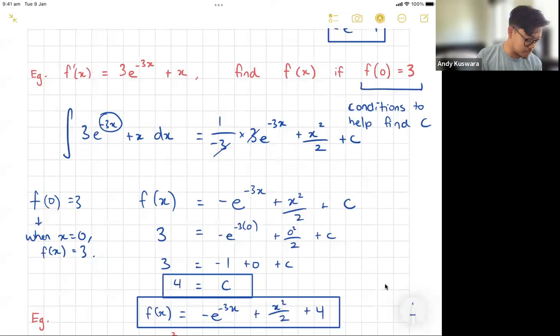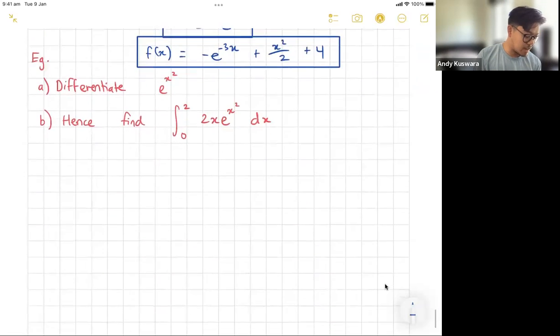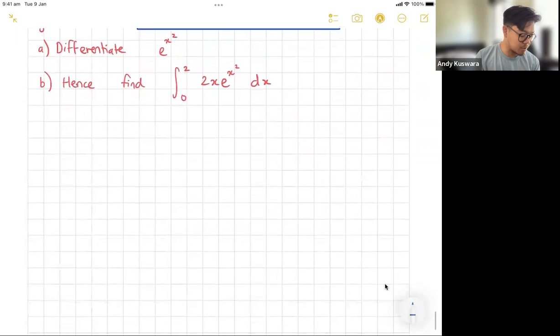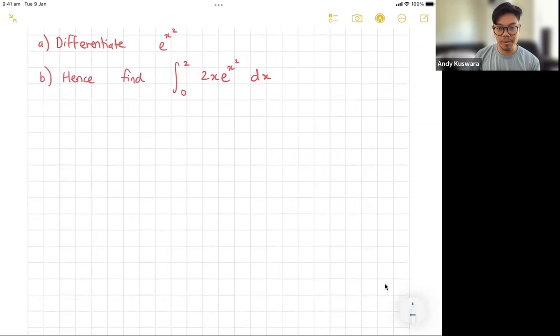Hopefully we're keeping up. Last one here is sometimes they'll ask you to do some sort of chain rule kind of thing. So if we've got e to the x squared, they'll say differentiate e to the x squared and hence find the integral between 0 and 2 of 2x e to the x squared dx. All right, not as difficult as it's going to look, so let's try it out.